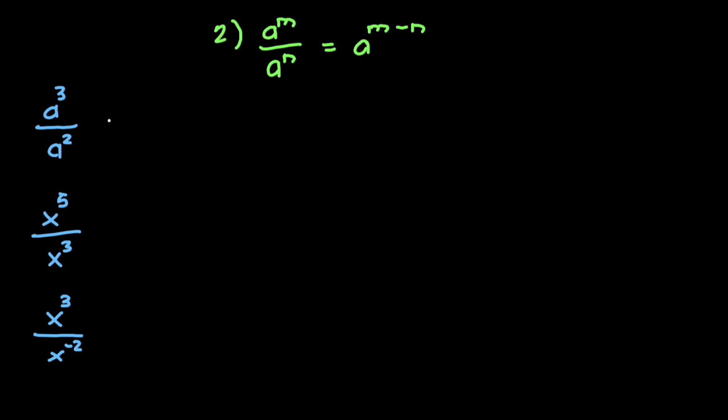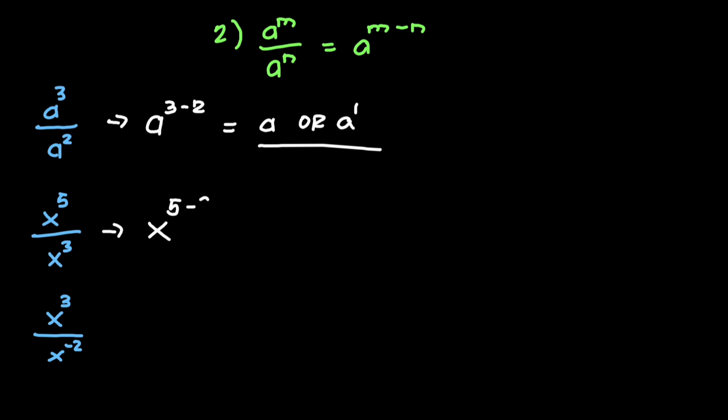a cubed divided by a squared. It would be a raised to the power of 3 minus 2. 3 minus 2 would be 1, so it will be simply a, or a raised to the power of 1. x raised to the power of 5 divided by x raised to the power of 3. It would be x raised to the power of 5 minus 3. 5 minus 3 would be 2, so the answer would be x squared.